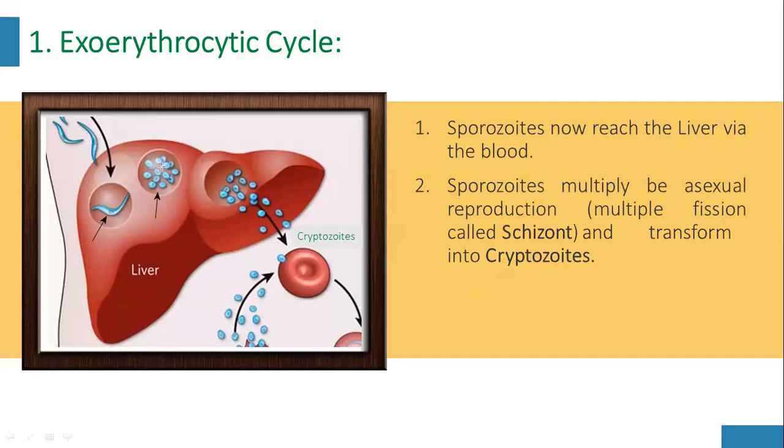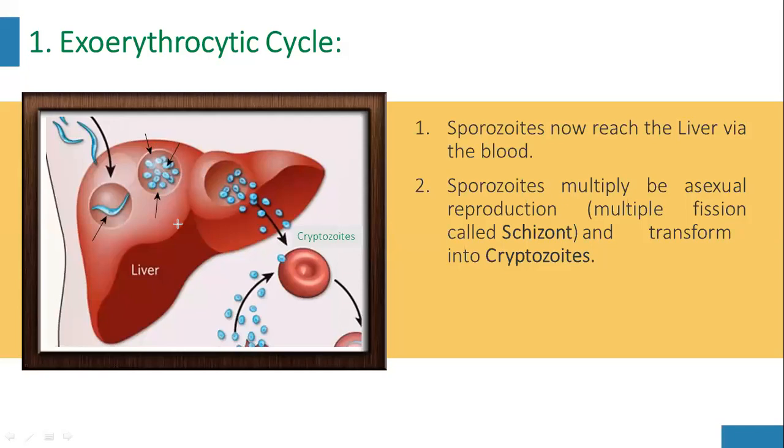Within a single cell, so many are there. It is called multiple fission. This stage is called the schizont stage. This stage is called what? Schizont stage, in which each small one which is there is called cryptozoites. A single structure having many sporozoites within is called schizont.